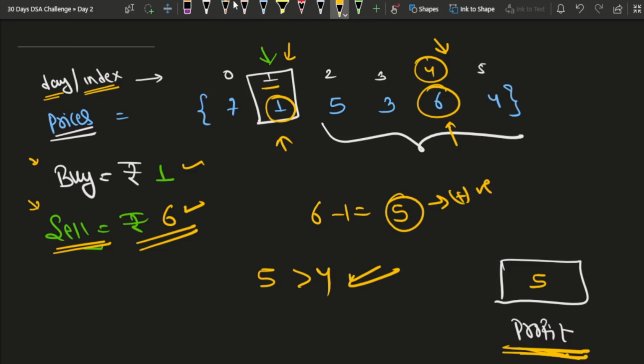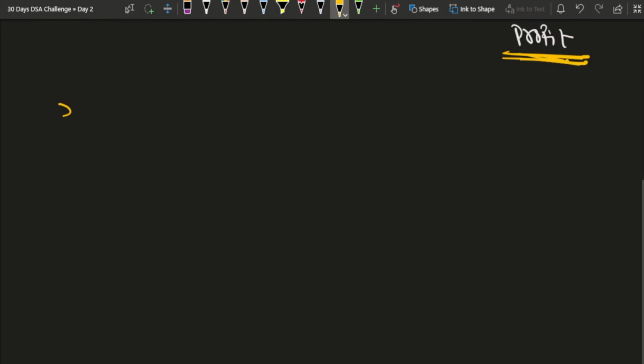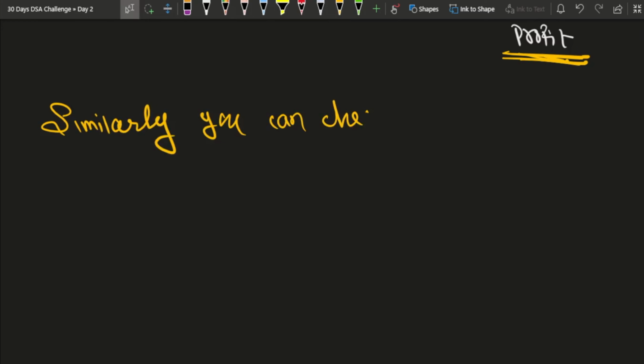Now you can try out all the combinations similarly. Similarly, you can check all the combinations, and the maximum profit which we will make for this particular input is 5 rupees. So now I hope the intuition is clear in your head.